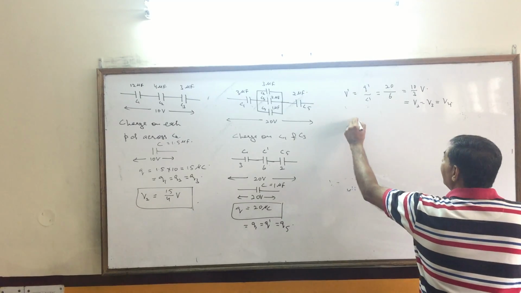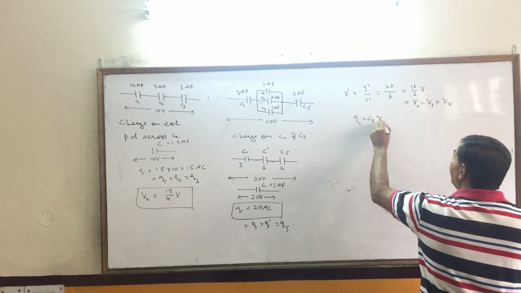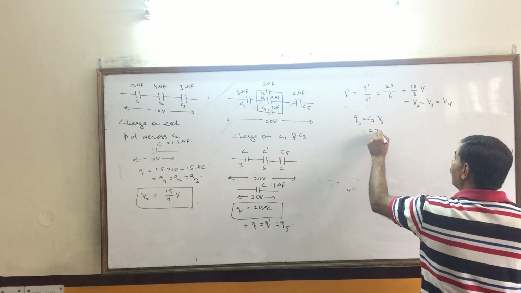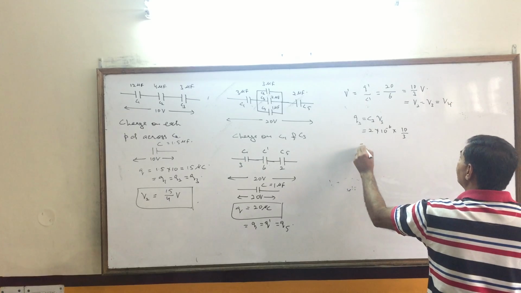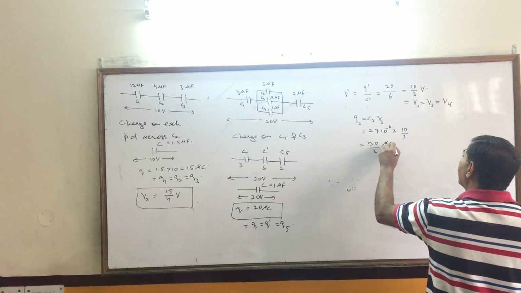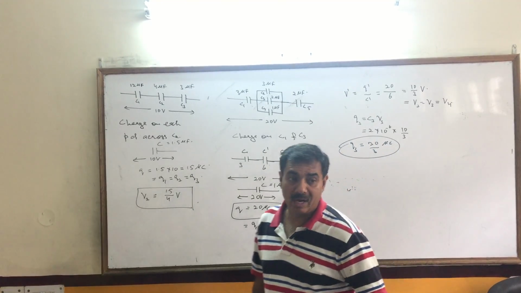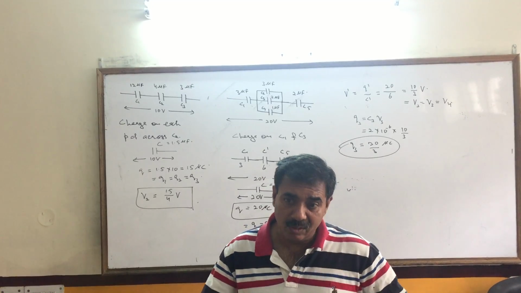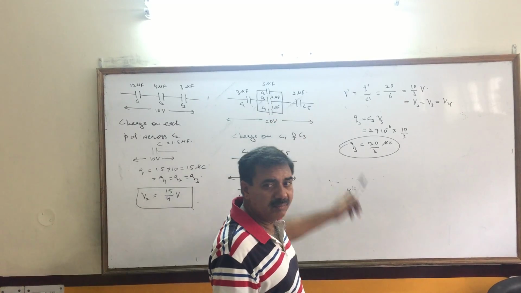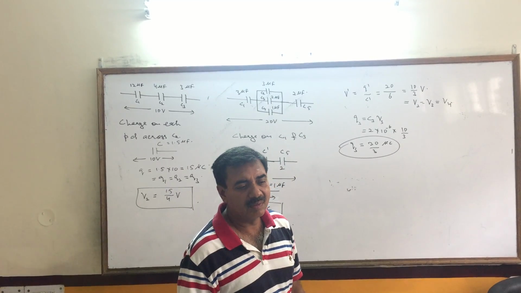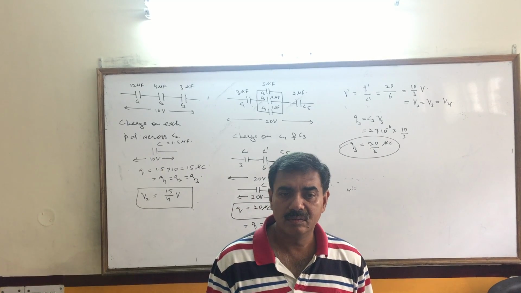Now. It goes like a song really. It's so enjoyable. Q3 is C3 into V3. C3 is 2 into 10 to the power minus 6 and V3 is 10 by 3. Thus we have 20 by 3 microcoulomb. We can also determine the charge on Q2 and Q4 as required. The catch is that in a parallel combination, if you are asked to find the potential drop across any one, you find the potential drop across the combination. I hope things are okay.